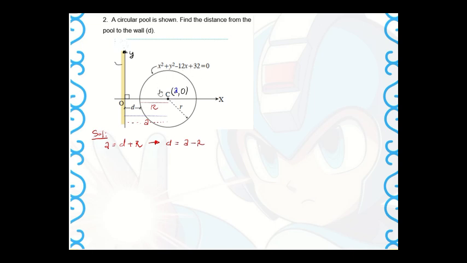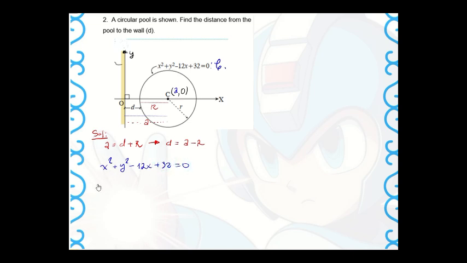In order to find the center and the radius, we have to rewrite this general form of the circumference. This is a general form of a circumference. We have to write this as the basic form. Tenemos que escribirlo como su forma básica. ¿Cómo vamos a hacer ello? Vamos a empezar aquí, ¿no? Vamos a escribirlo aquí. X squared plus Y squared minus 12x plus 32 equals 0.